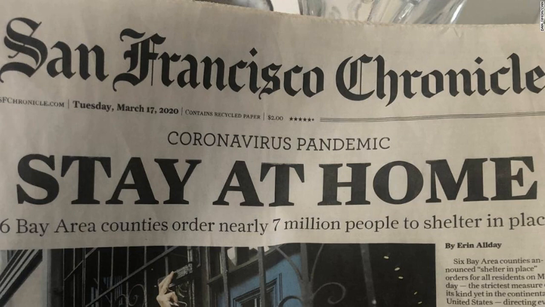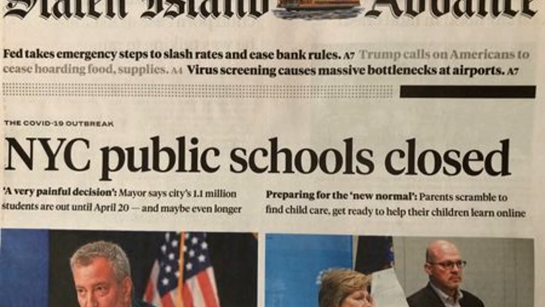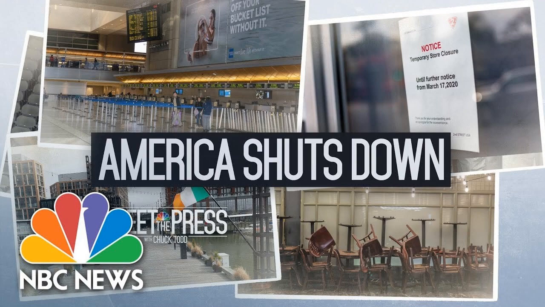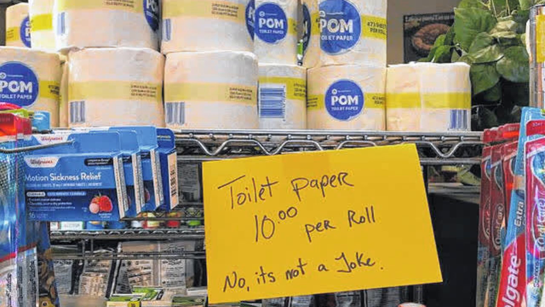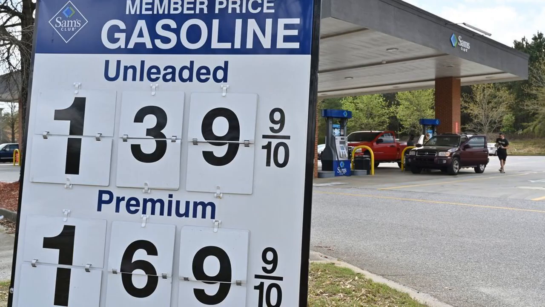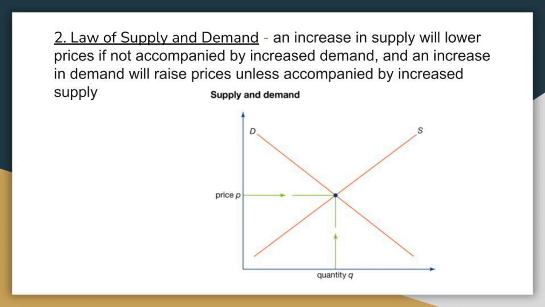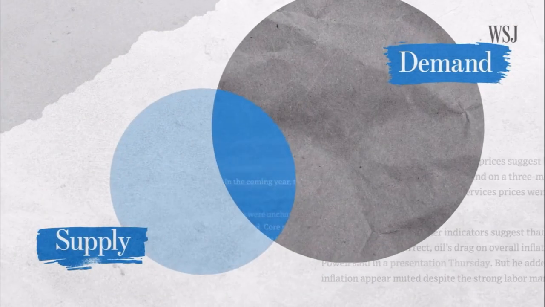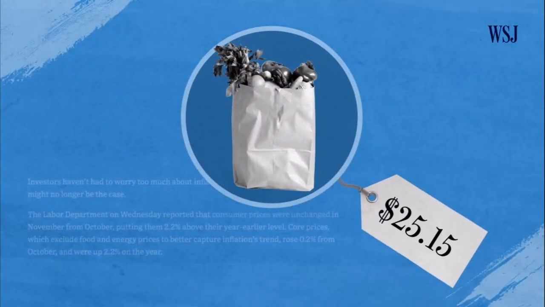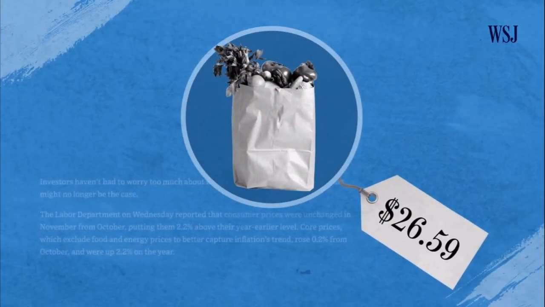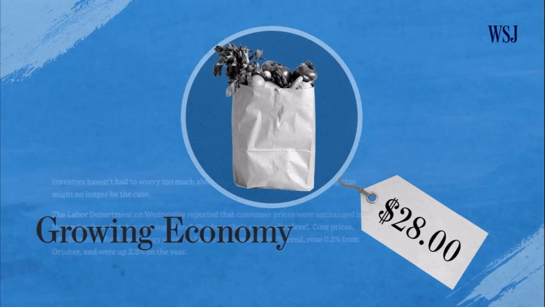Think about the beginning of the COVID-19 pandemic when states began to lock down: gas prices fell, and the price of toilet paper went really high. The reason toilet paper was selling at such a high price while gas prices were lower was due to the law of supply and demand. What's important to know is that when demand grows faster than supply, businesses can raise their prices. This type of inflation may occur in a growing economy.